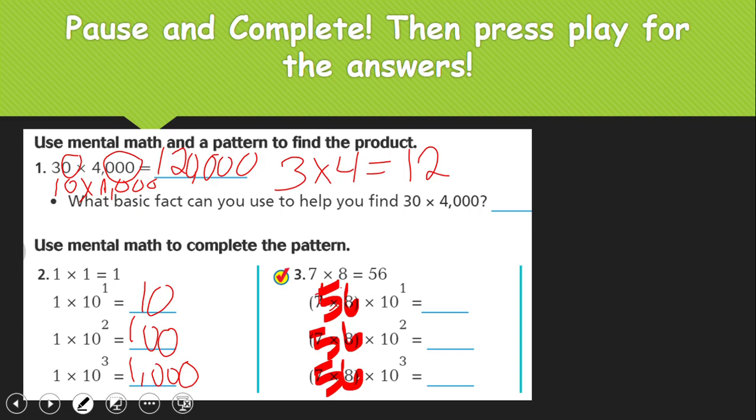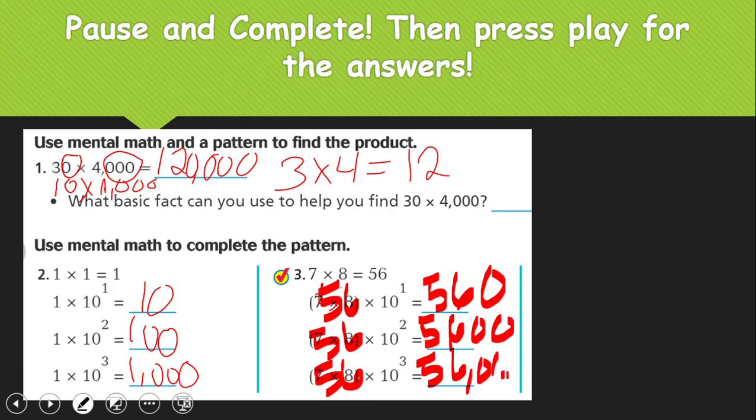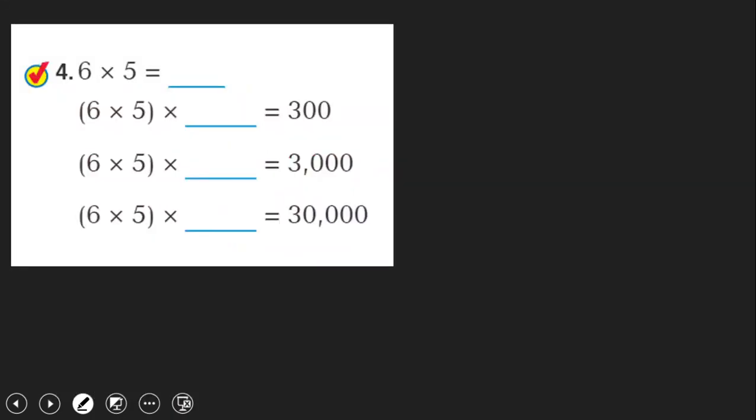Now we have 56 times 10 to the first power, which is 560. Then we have 56 times 10 to the second power. We have 5,600. And then we have 56 times 10 to the third power, which is 56,000. Good. All right, go ahead and solve this one.